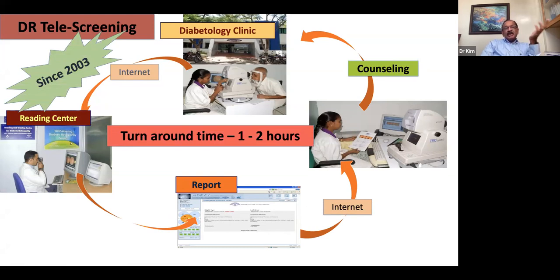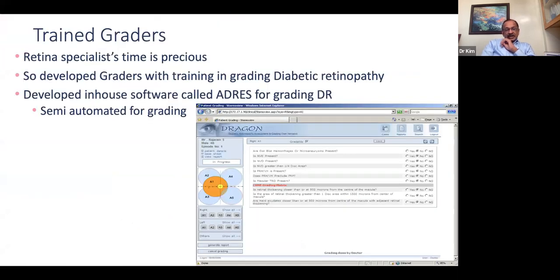And this we have been doing for almost these last 2 decades in this process of screening diabetic patients, what we call opportunistic screening of diabetics when they come to the diabetologist or the general physician for their eye examination. This way, the patient need not go to the ophthalmologist. So we had developed our own software, Address, earlier called Dragon, which helps the graders to grade these images.